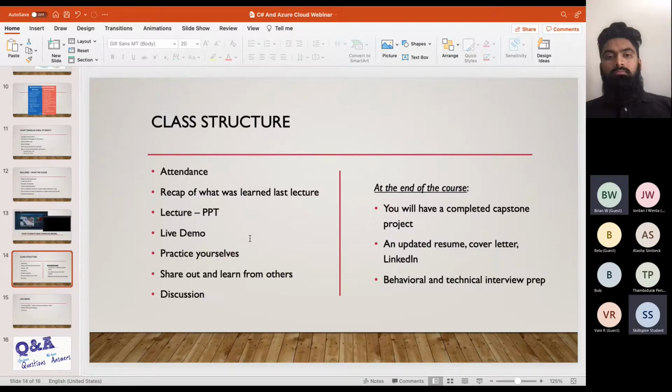The class structure, so how does the class run every Wednesday and Saturday? It's a 3-hour class each day, and we start off with attendance, and then we do a quick recap of what we learned last lecture. Then we do a lecture, basically a PowerPoint like I'm showing today. We'll do probably an hour of just lecturing. If you want to take notes, you can. Otherwise, the PowerPoint is provided to you, so you can go back and revisit it.